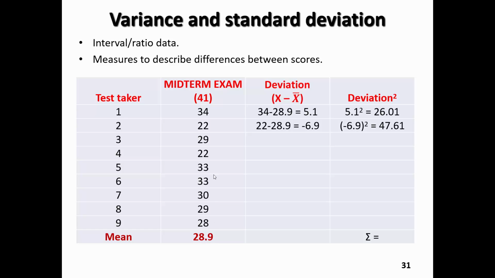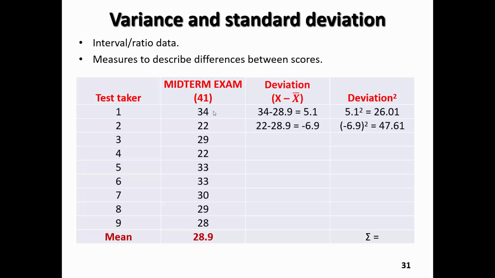Now we want to examine how far away these scores are from the average. So we want to come up with one value to do that, and that's the standard deviation. And so in order to do this, the first step is to calculate the deviation score for each person. And I've calculated the first 2 right here.